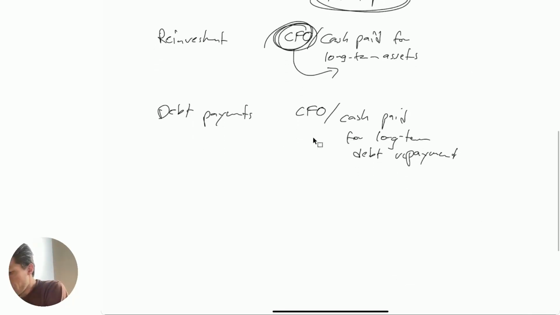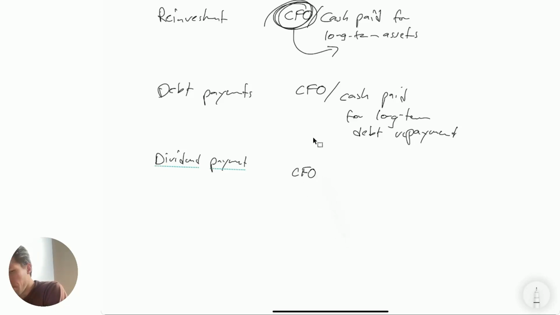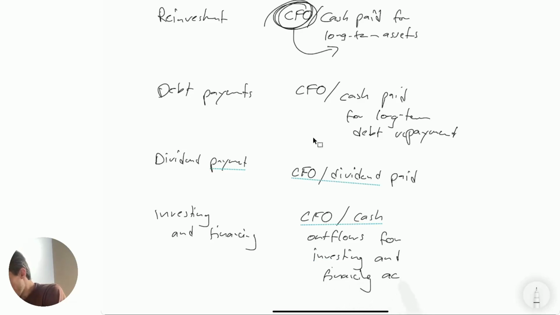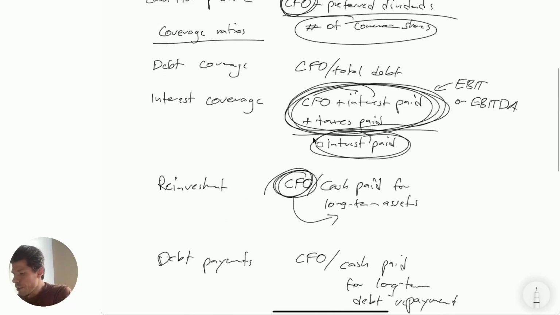Okay, and then we have two more. Dividend payment, CFO over dividends that's paid, and last one, investing and financing, CFO over cash outflows for investing and financing activities. Good.